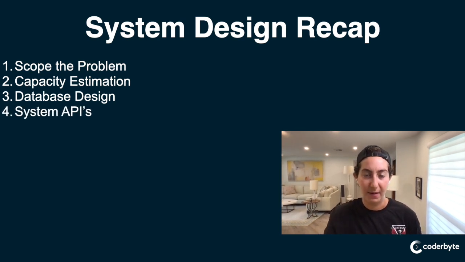The fourth step, and again, you can do these steps in different orders, but this is the next area in which you want to discuss with your interviewer. This is the system APIs that you want to discuss.